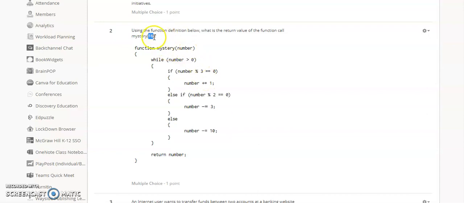So let's run through it. 16. 16 is bigger than 0. Is it divisible by 3? No. Is it divisible by 2? Yes. Okay, my number 16 becomes the number 13.